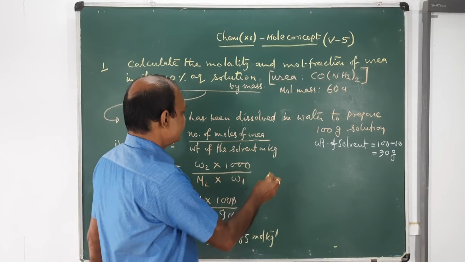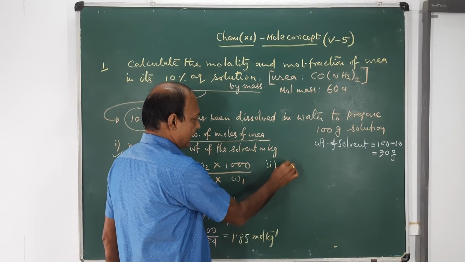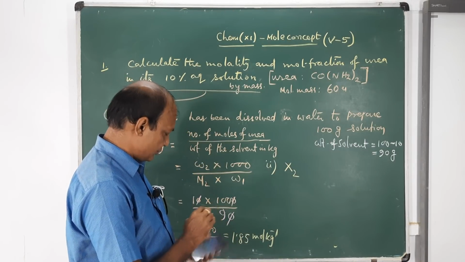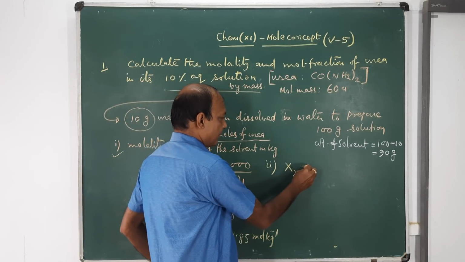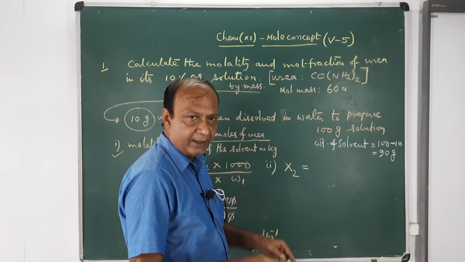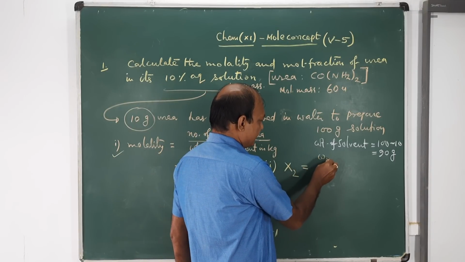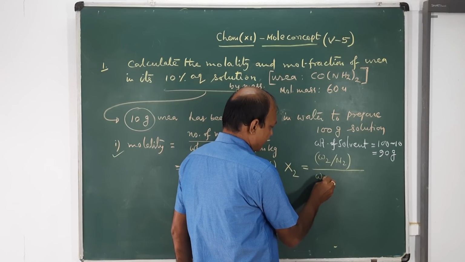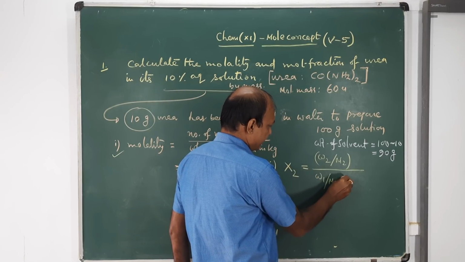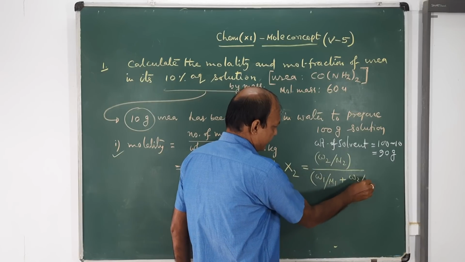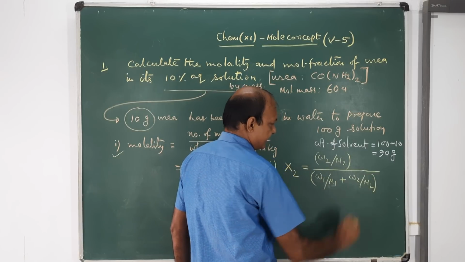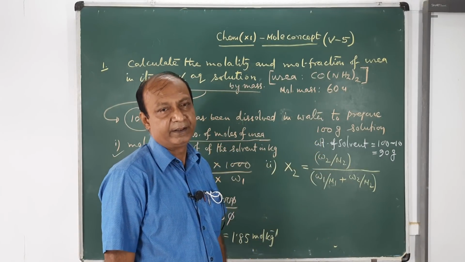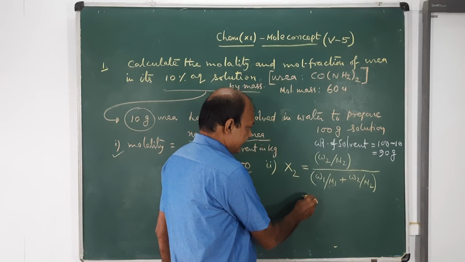Now see how to find the second part, the mole fraction of urea, X2. X2 equals the number of moles of urea, and the extended formula that you know is: weight of the solute by molar mass of the solute, divided by weight of the solvent by molar mass of the solvent plus weight of the solute by molar mass of the solute. We are writing this extended formula because our masses are given in gram.